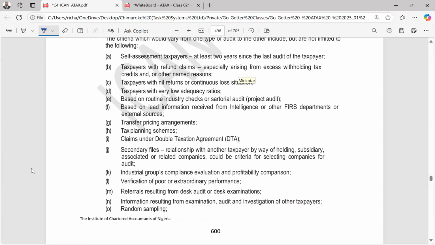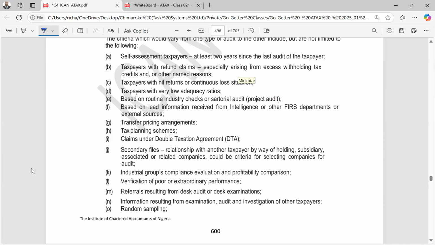It could also be because you have a secondary relation, a relationship with another company, maybe because you are a group of companies. Because they are auditing one company and you are in the group, and they are transacting business, that is also a reason why they want to audit the other members of the group. Also, it could be referrals. It could also be random sampling.